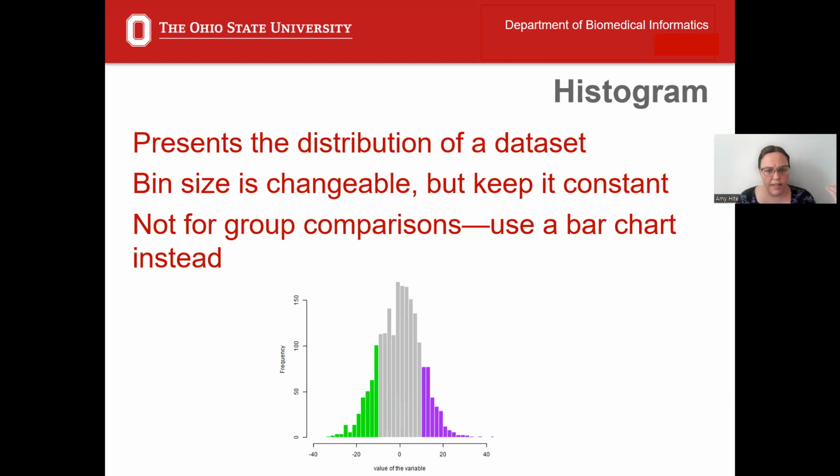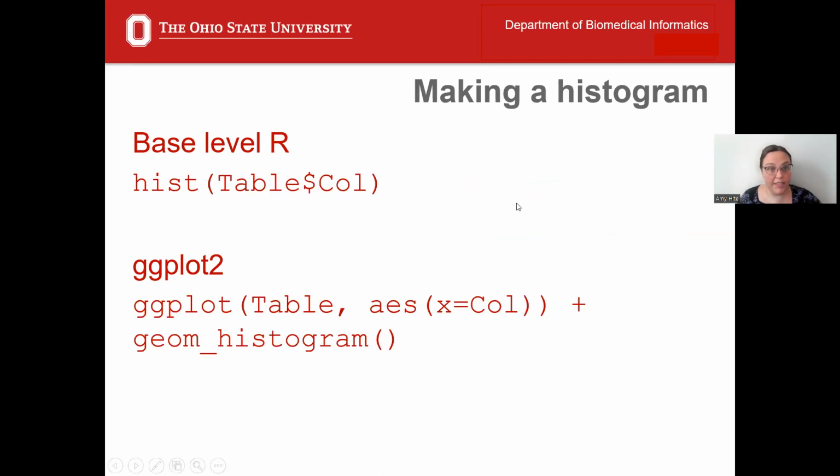You only specify one value, so your X axis. You don't have any group comparisons really here. For that, you would use a bar chart or a box plot. A histogram and a density plot represent the distribution of your data. If you want to make a histogram, base level R, the function is hist. You tell it your table $ column, or it could just be a vector of numbers.